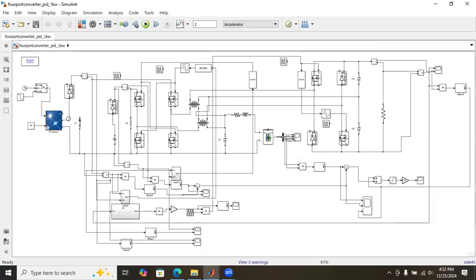So initially the PV will generate higher power. After 0.7 seconds the PV will not generate any power here. At that time this DC voltage source plus battery will provide the supply.